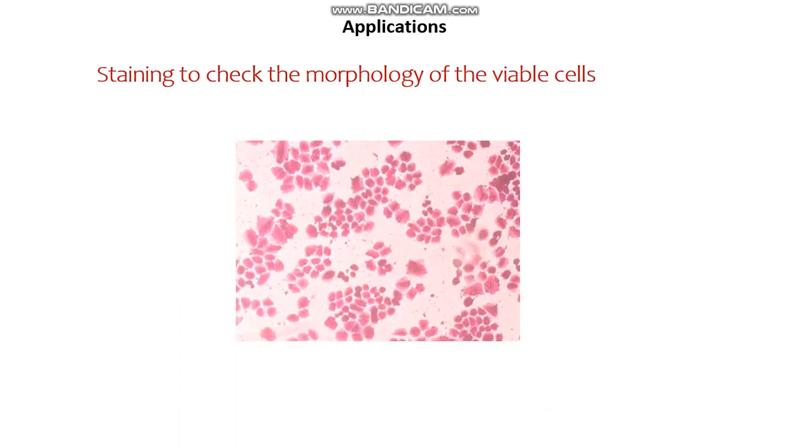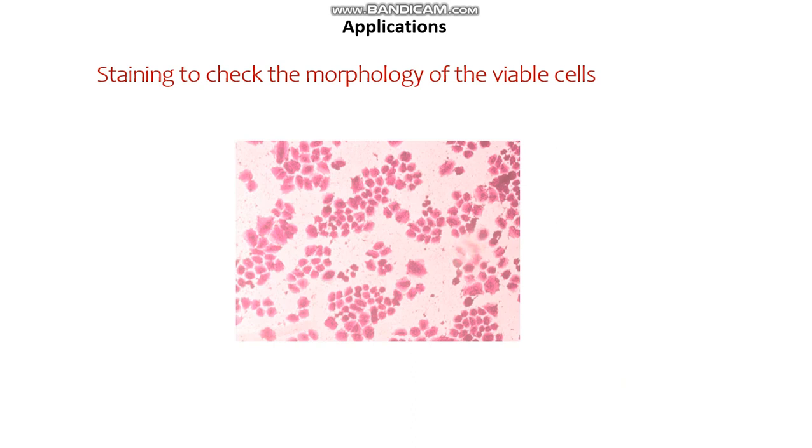Next are the applications. People do different kinds of staining for different kinds of experiments. So you can check which one is suitable for your experiment, and then you can do it accordingly. The first one is staining to check the morphology of the viable cells.